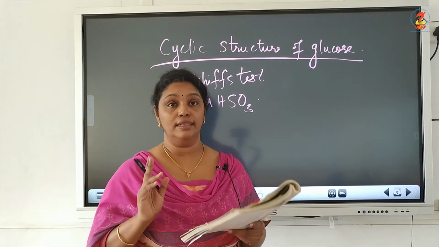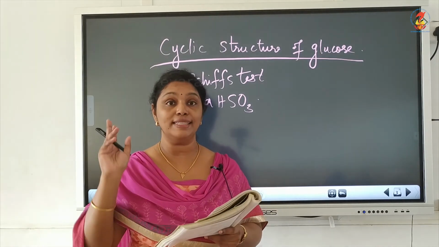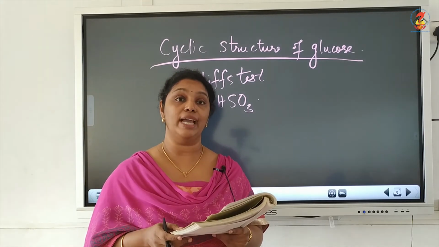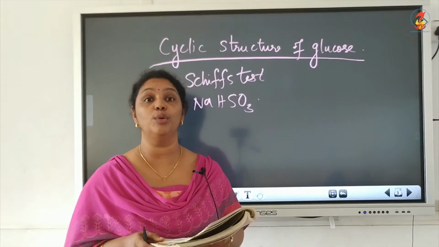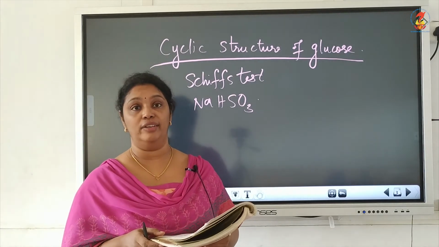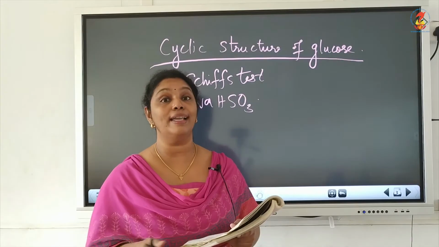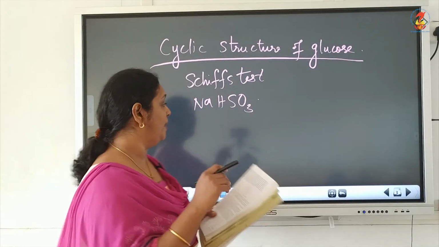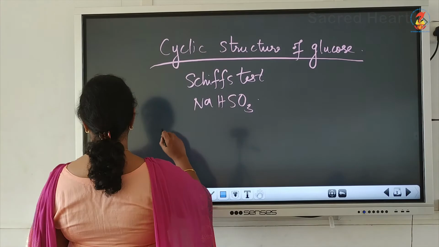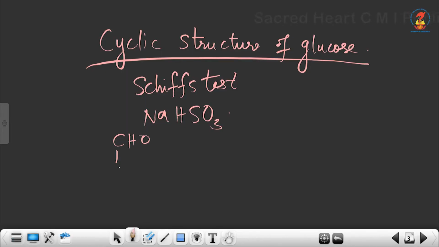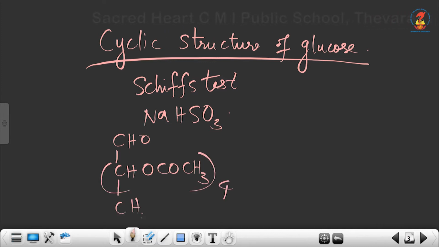Now the second test is the pentaacetate of glucose. Which is the pentaacetate of glucose? How is it produced? When glucose is treated with acetic anhydride, we get glucose pentaacetate. It does not react with hydroxylamine. You know the structure of pentaacetate of glucose. The pentaacetate of glucose is CHO, then CHO, CO, CH3, 4 times, CH2O, CO, CH3. This is the pentaacetate of glucose.